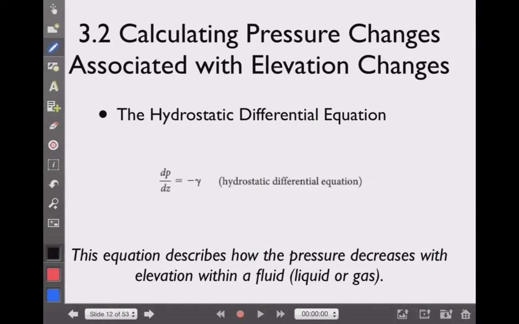This equation says that for a change in pressure, dP, over a change in elevation of a system that we're looking at in a fluid is going to equal minus gamma. So what this actually means is that this equation describes how the pressure is going to decrease, that the pressure decreases with increasing elevation.